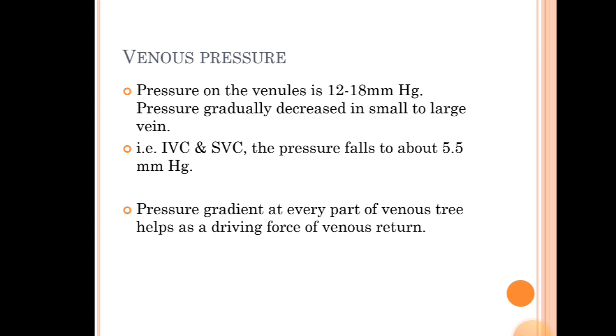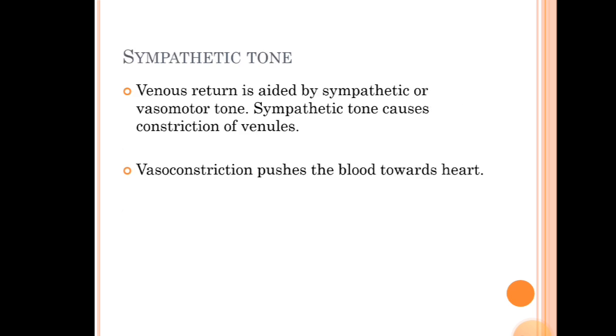Venous pressure, like pressure in the venules, is 12 to 18 mm of Hg, which gradually decreases from small to large veins, and pressure can fall to 5.5 mm of Hg. And the pressure gradient at every part of the venous tree acts as a driving force of venous return.